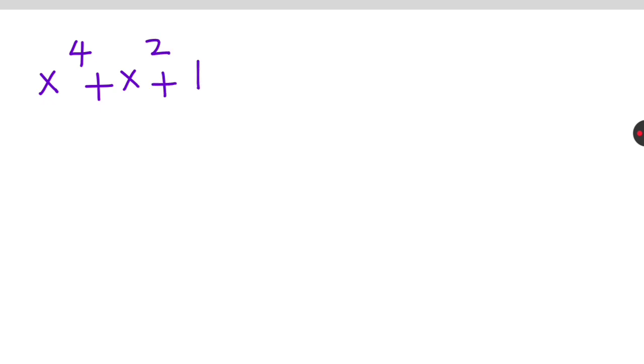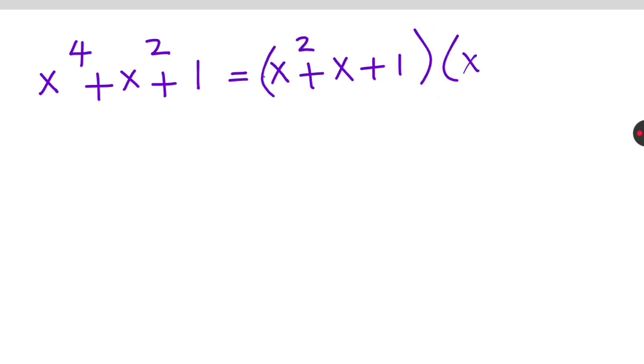For this expression, the factorization is the most important one, which you need to remember forever. It is (x^2 + x + 1)(x^2 - x + 1). You need to remember this very important factorization for x^4 + x^2 + 1.